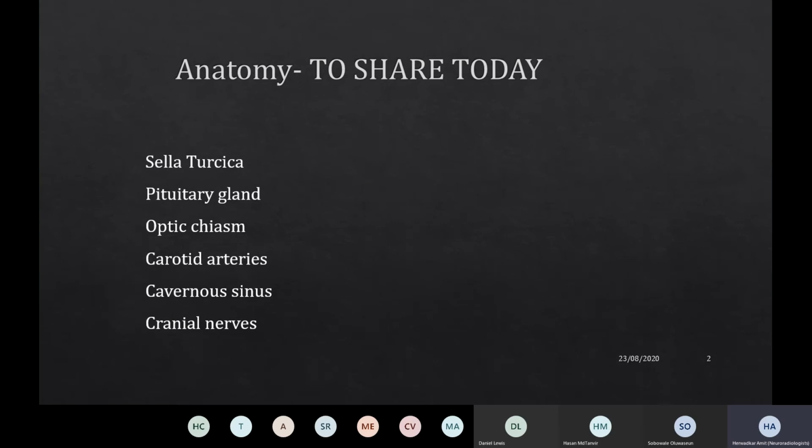Then we'll move on to the paracellular region, where we'll look at the carotid arteries within the cavernous sinuses and the cranial nerves within the cavernous sinuses. I think some of this will go in further detail next week when we are looking at the morphology and the anatomy of the nerves themselves.